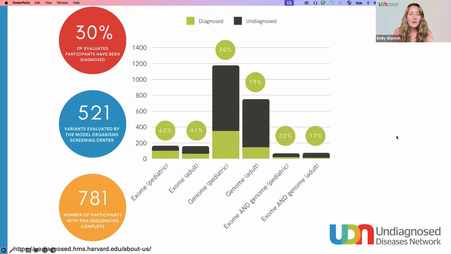This graph is showing a more detailed breakdown of some of the approximately 2,400 sequences that have been done in the UDN. You can see the breakdown by type, exome or genome, or sometimes both for some of our participants, and then by age, pediatric or adult. And in green, you can see the rate of diagnostics.